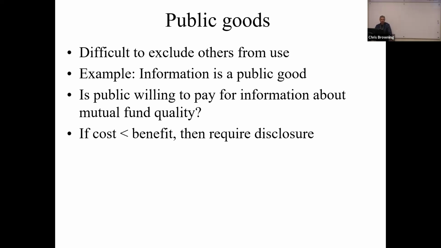Okay, so if the cost is less than the benefit, I don't know why I wrote it this way on this slide, because if you read it backwards, if the benefit is greater than the cost, then we're going to require the provision of information through disclosure. Right? So again, the question is, will the public pay for information about mutual fund quality? Yes, if the benefit is greater than the cost.